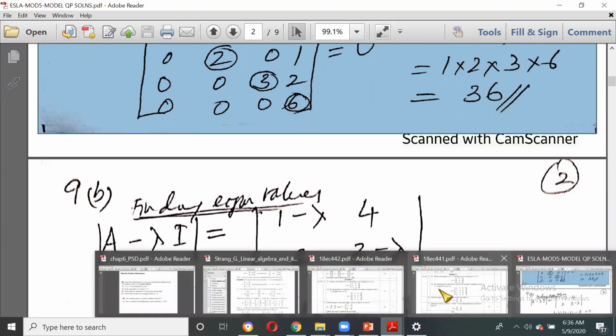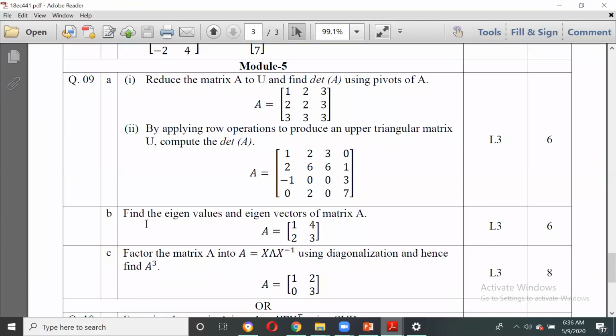Then let us check 9b. Find the eigenvalues and eigenvectors of the matrix A. A is equal to 1, 4, 2, 3.